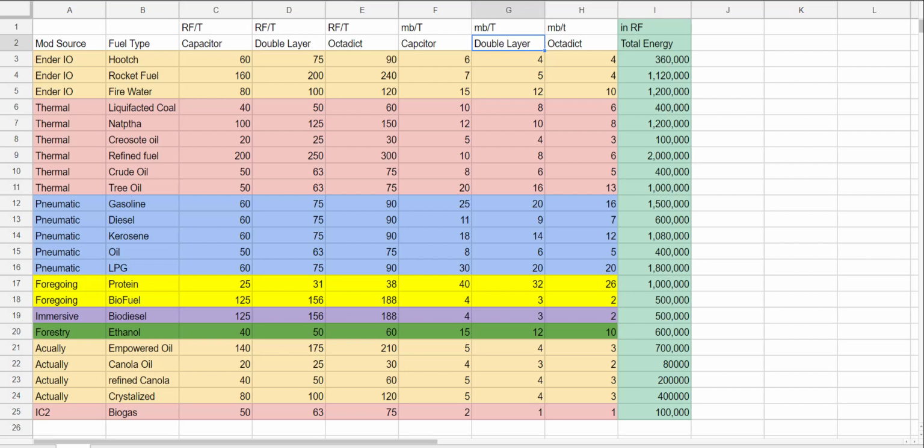LPG fuel from Pneumatic is pretty good. Those took a long time. One bucket of LPG took, I think, like 10 minutes to go through. So it's not a high RF output, but if you're worried about going through fuel quickly, and you're doing other stuff and you're not in a high energy state, it works pretty well.